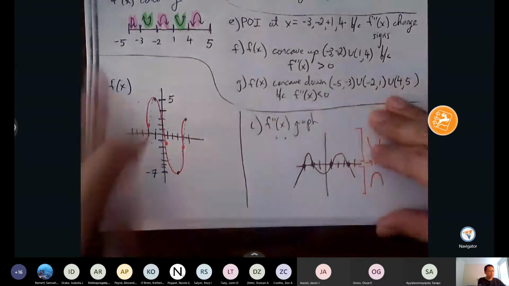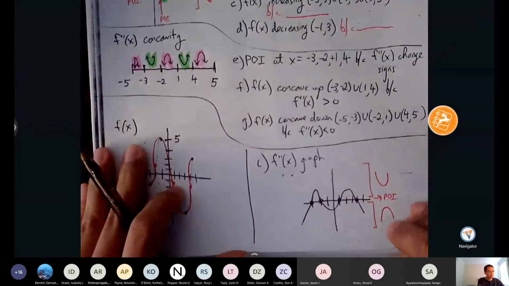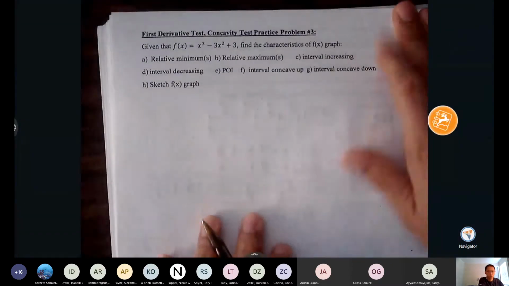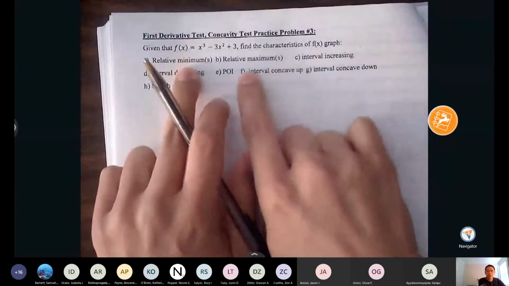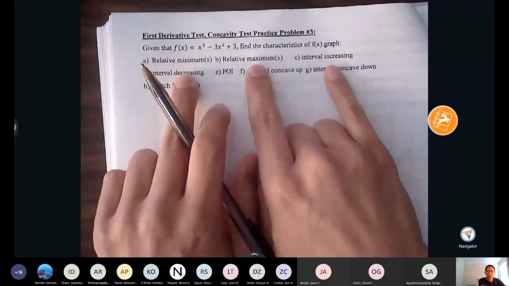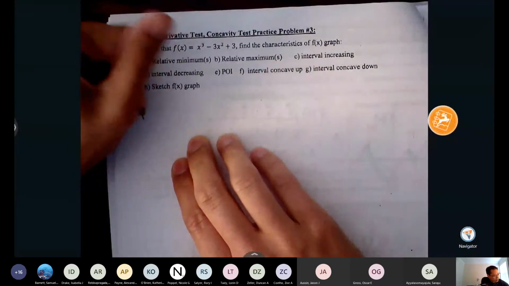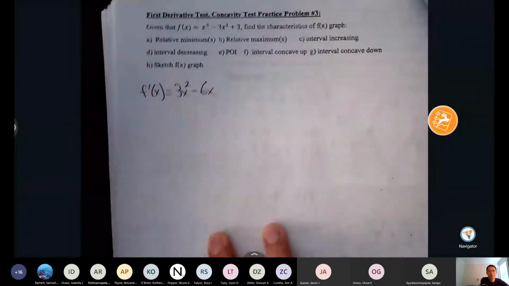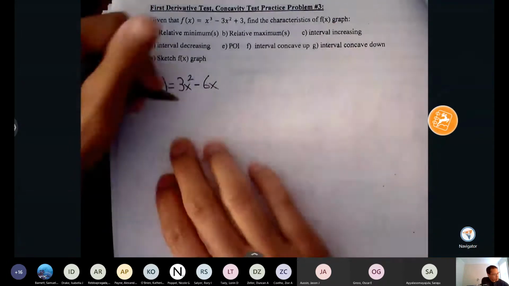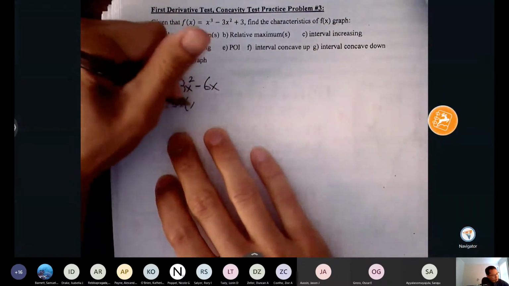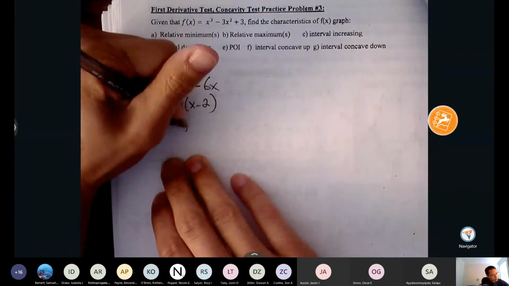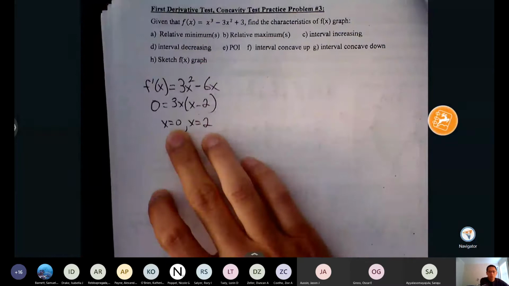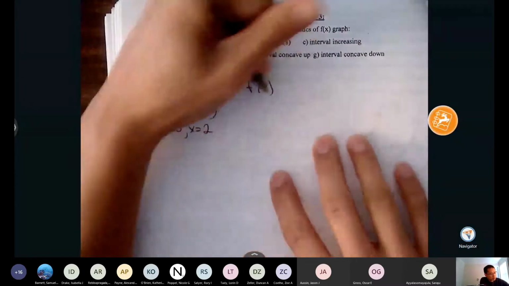All right, let's do one more. And this is more of a straightforward problem, similar to your quiz. Given the function, let's find the derivative. From the derivative, we can find critical points. From critical points, we can create our sign line. Once we have our critical points, populate our slope sign line.